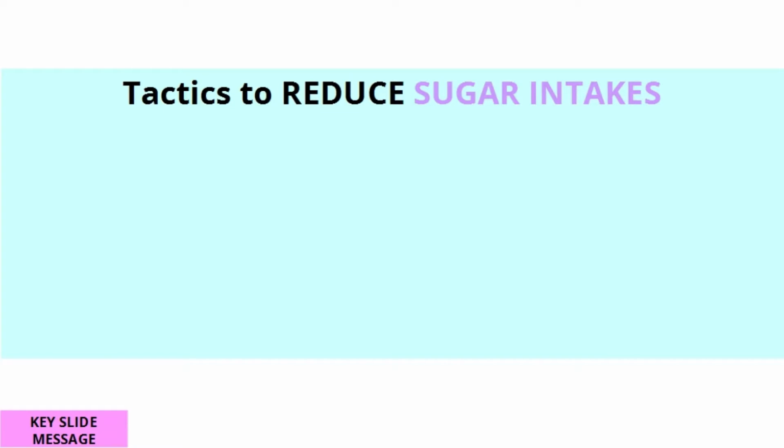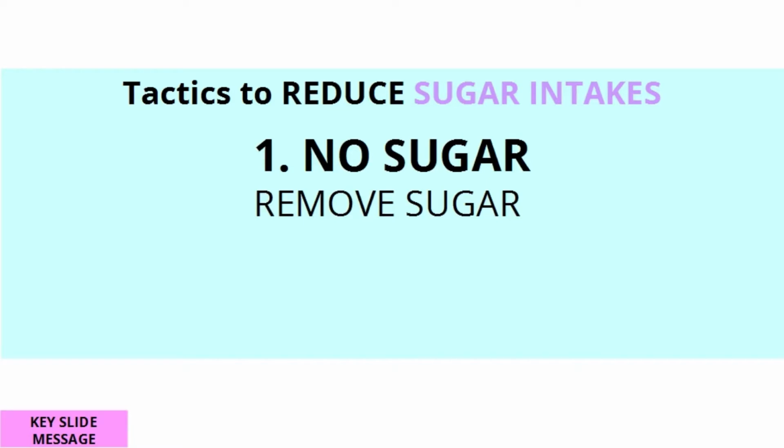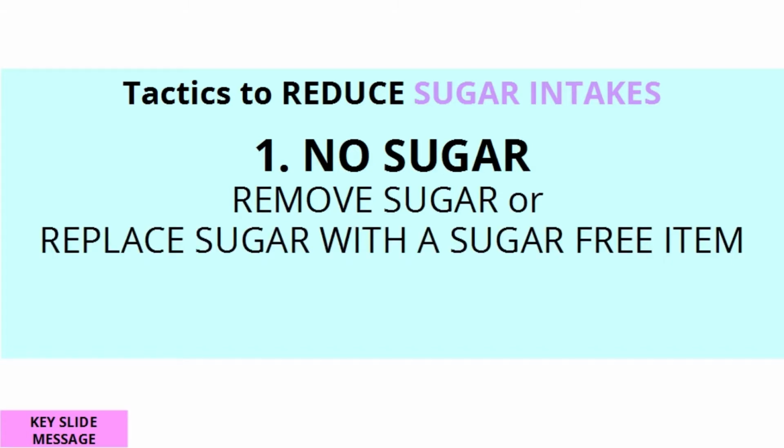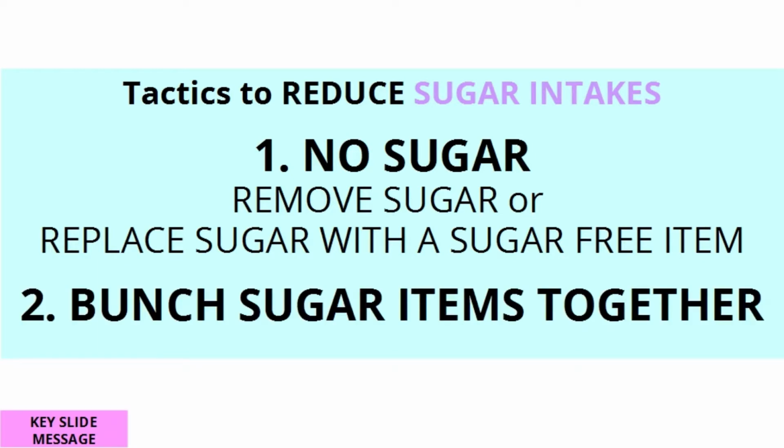What are the tactics to reduce sugar intakes? 1. Have no sugar. So remove sugar from the meal. Or replace sugar with a sugar-free item. 2. Bunch sugar items together.